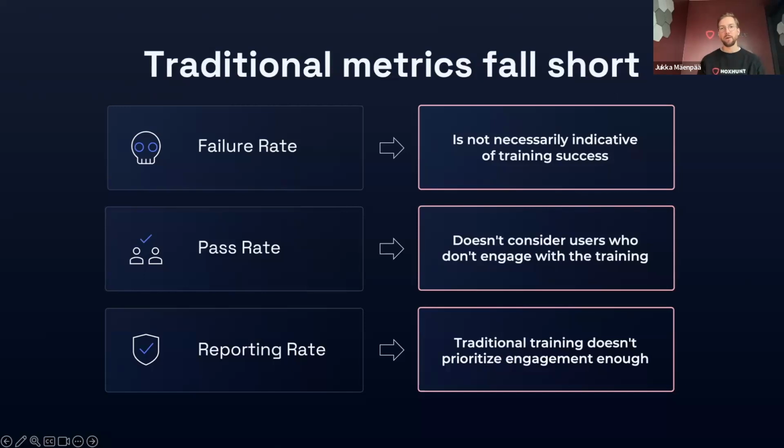Then we have the reporting rate. Well, this is great. So we know that people are taking the correct action, but it doesn't really prioritize the engagement enough. We know that this time when we sent this campaign, they reported it. But we want to see them being consistent in the actions that they take, because this is the one that really matters. We want people reporting.